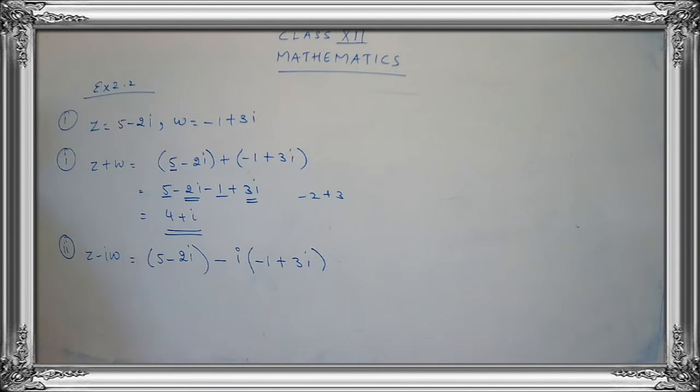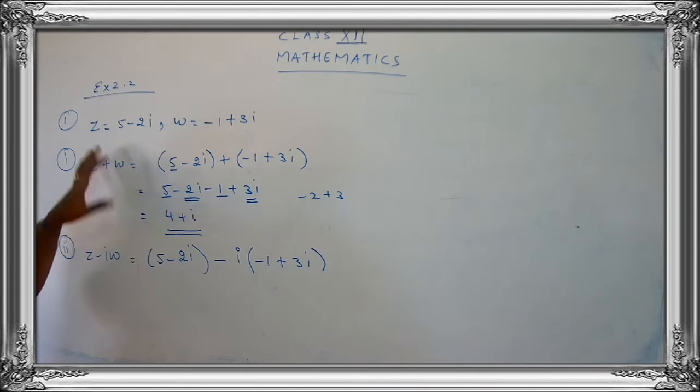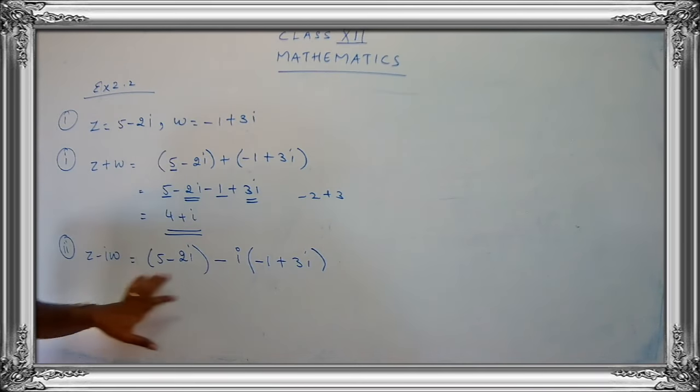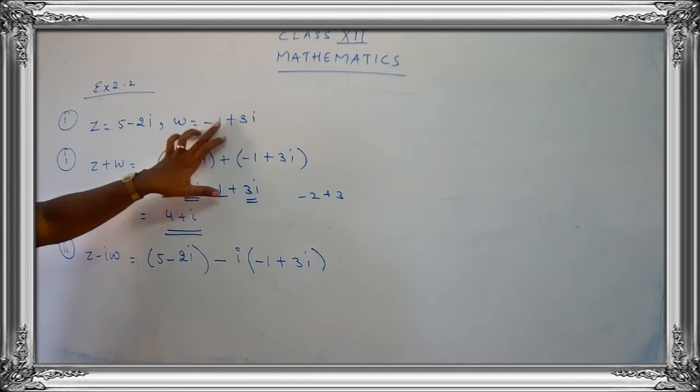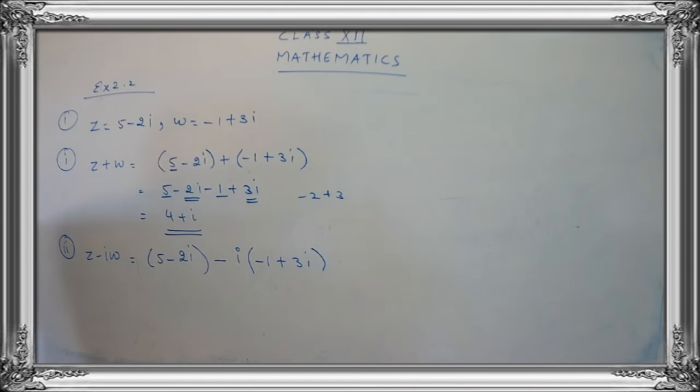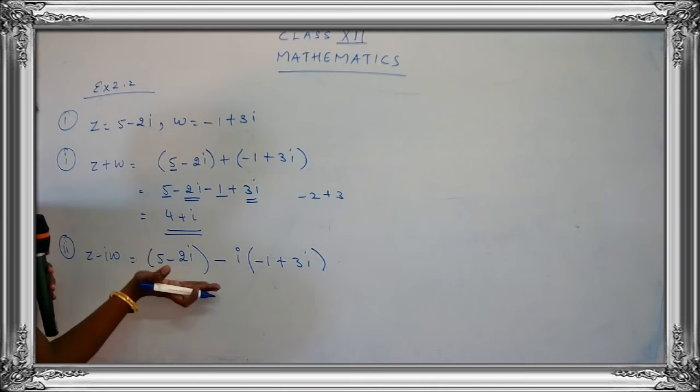Clear? Z minus iW. So Z is 5 minus 2i, minus i. We don't have the value for i, so keep i as i. W is minus 1 plus 3i. So the first step is just to open the bracket, and later on we'll bring the real parts together and the imaginary parts together. Okay, see here, children. I'm just going to open the bracket.